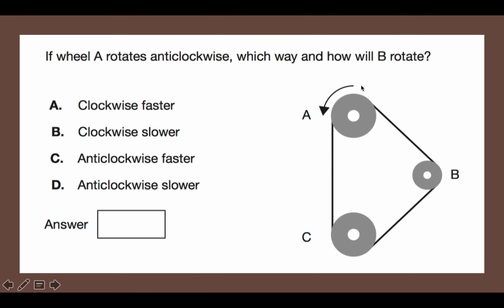Okay, and I've put that in the diagram for you to show you that that's anti-clockwise. So A is going to rotate this way, which means that C will go this way. B will therefore also go anti-clockwise, but because it is smaller than A, it will rotate anti-clockwise faster. So the answer to that question is C.